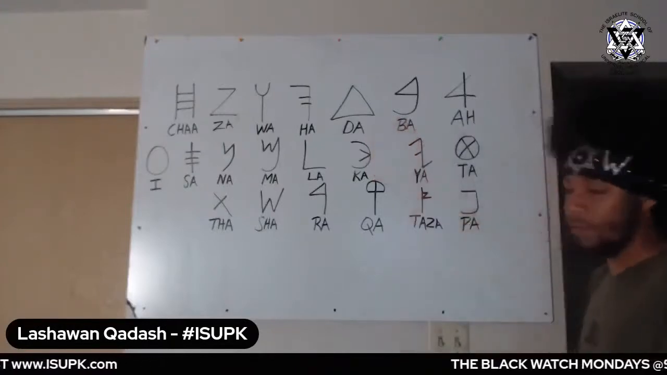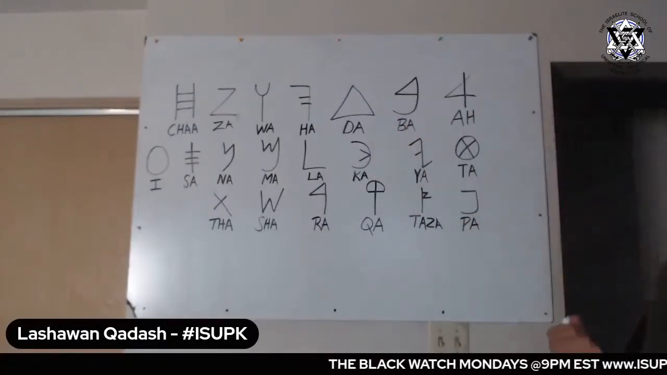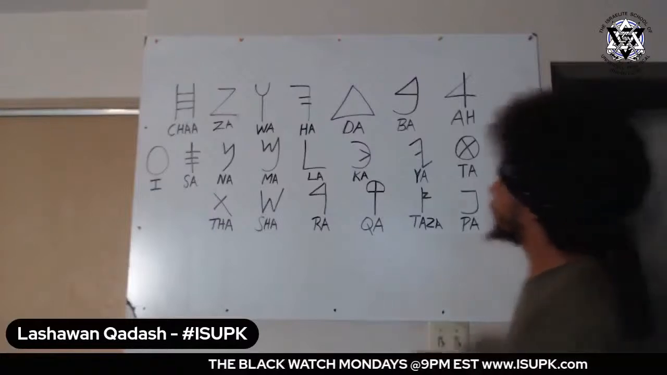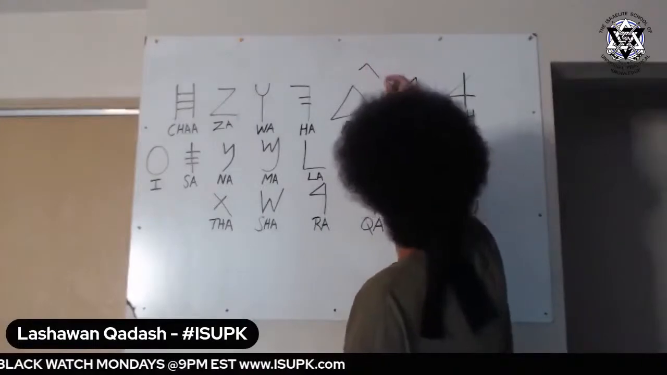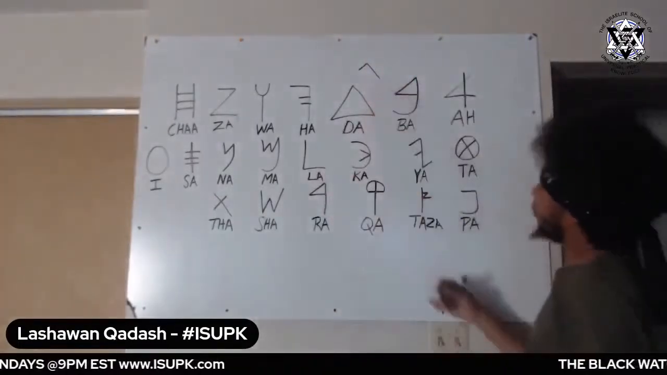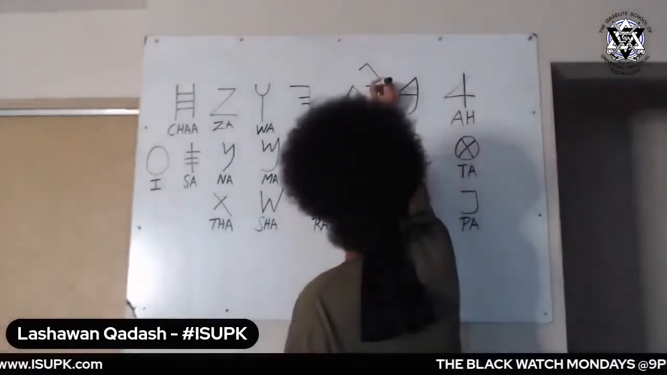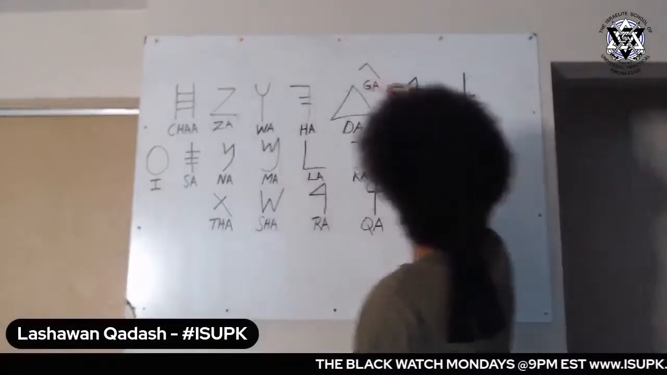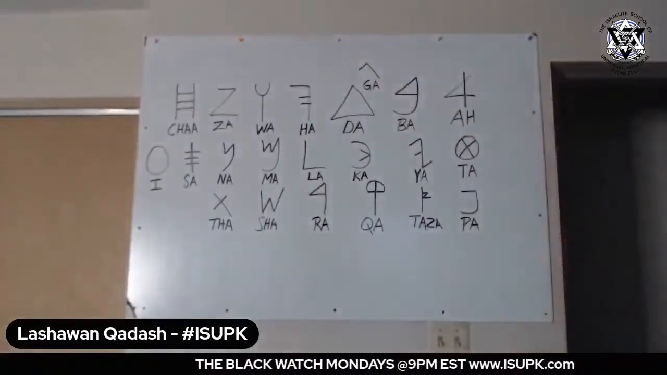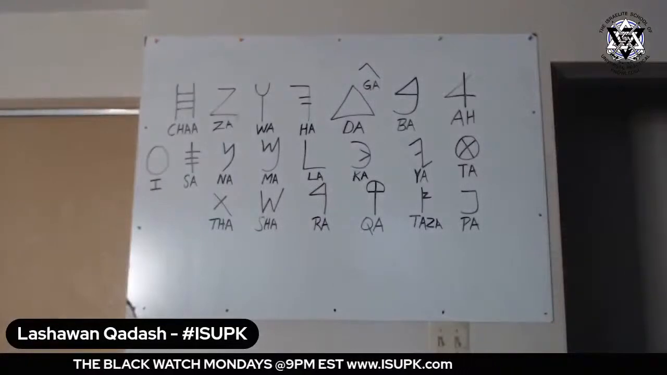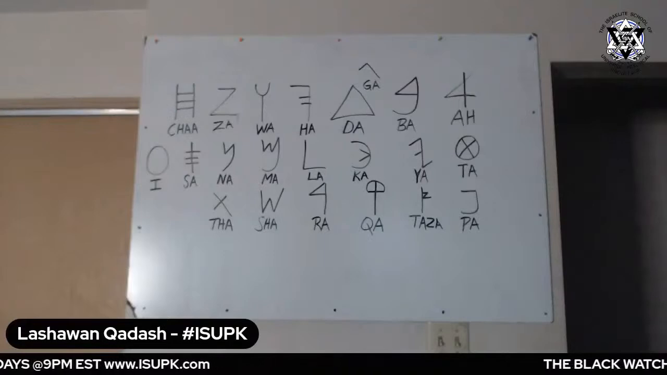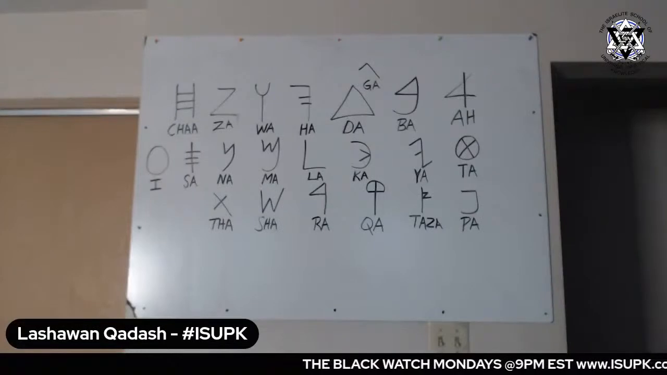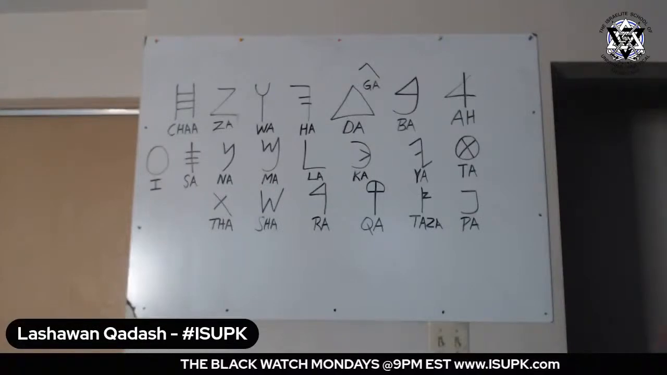Oh, you know what? I forgot this one right here. I'm moving on a little too fast. That's the G, right? So the G is right there. G as in, I want to say the word is gar. Gar means sojourn, meaning like you journey to somewhere.